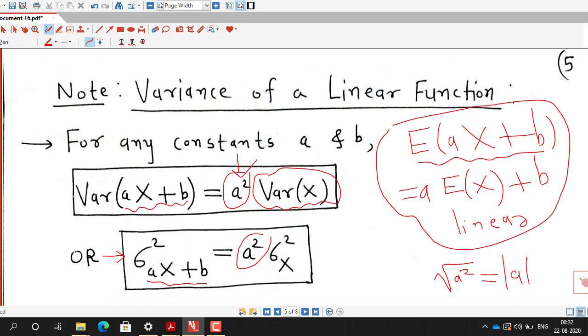Okay, so this is a very useful formula. The variance of a linear function is given by a square, that is, the coefficient of random variable x squared, into the variance of x.